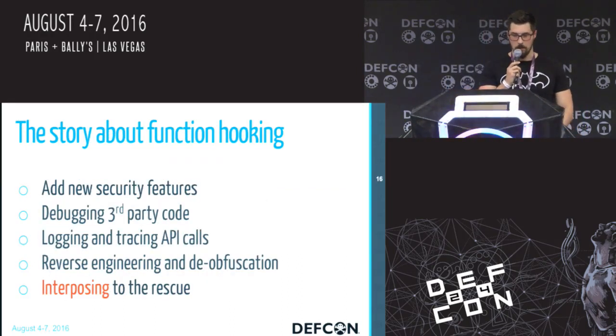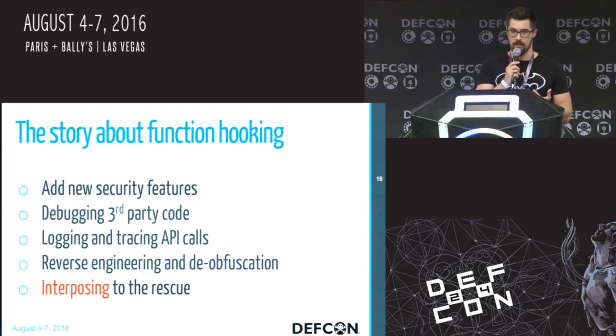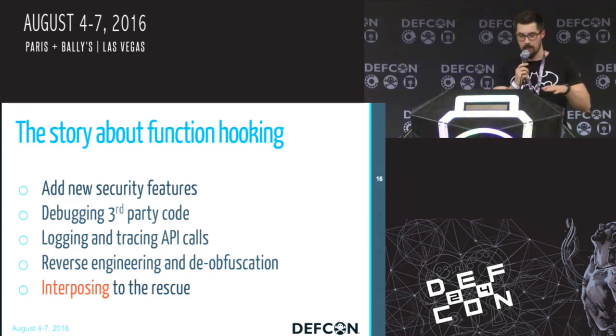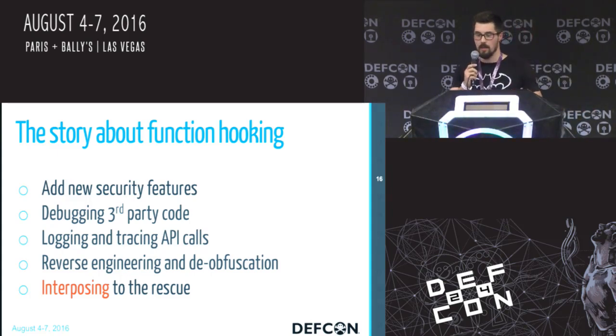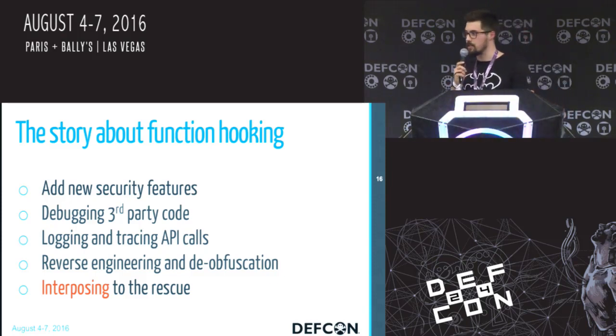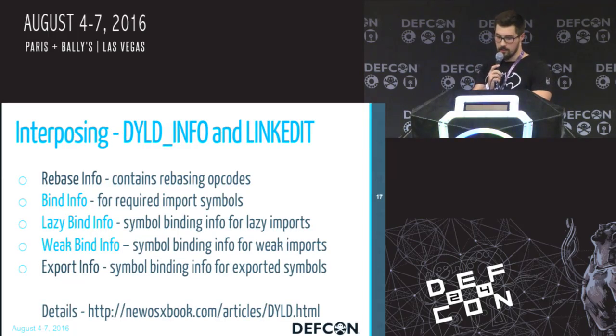Before going to the problem statement, a few words about function hooking. I use function hooking a lot in my work for adding new security features, such as data at rest encryption by hooking low-level open, close, and write functions. It's really useful for debugging third-party code, logging and tracing API calls, and can even be used for code deobfuscation. All this time I was using the industry-known method called interposing. This is how it works.